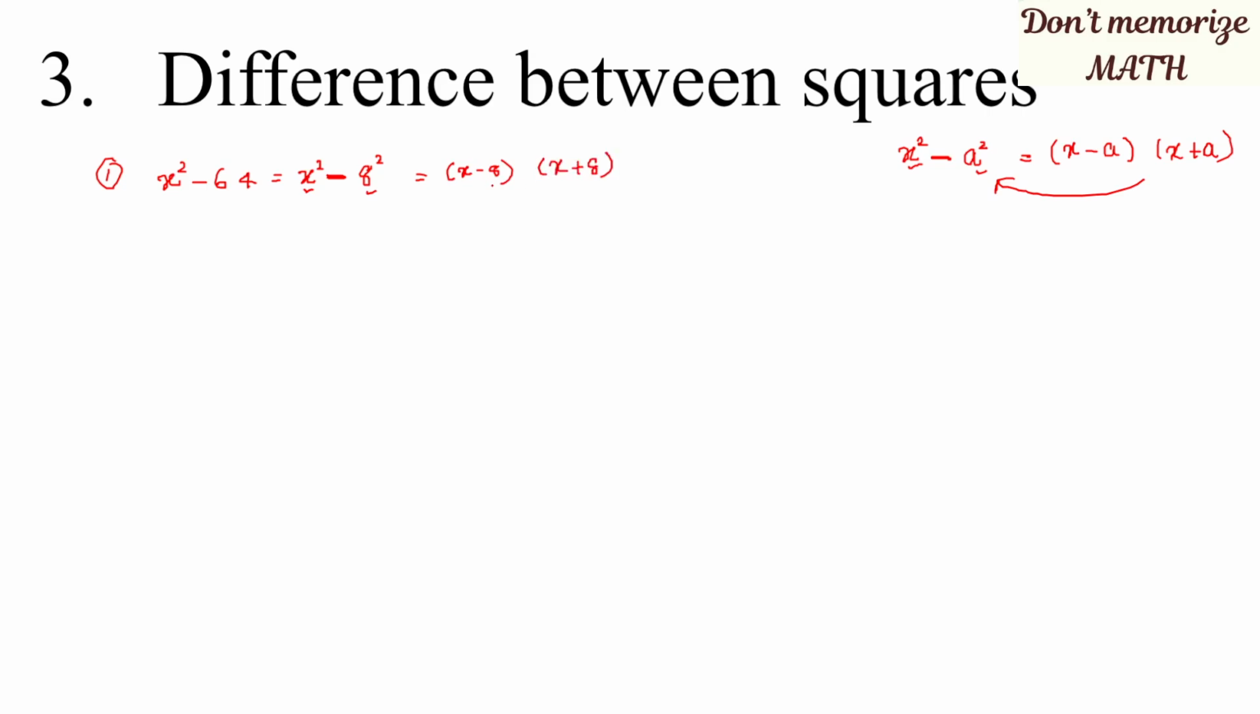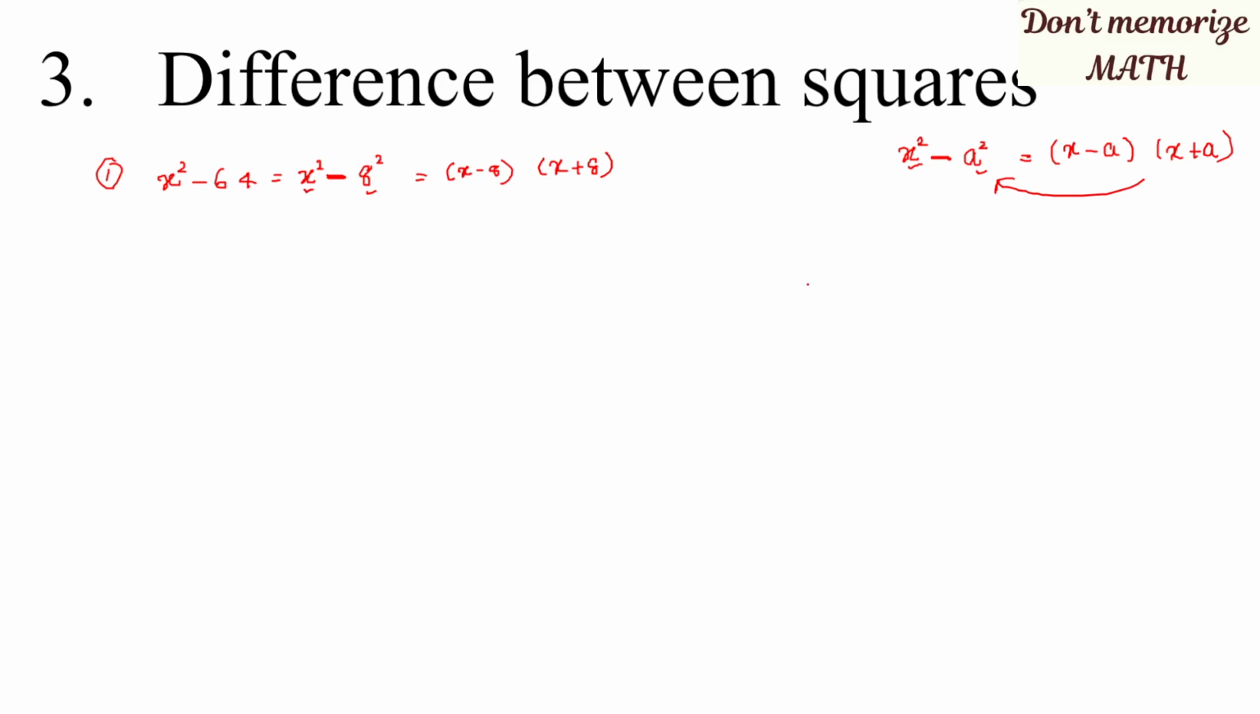Don't take 8 minus x and 8 plus x, not like that. It must be x minus 8, x is first, right? So x minus 8 times x plus 8. Factorization finished. No sum, no product. Sum and product also you can use here, no problem. You can use sum is 0, product will be negative 64. You can find it out.